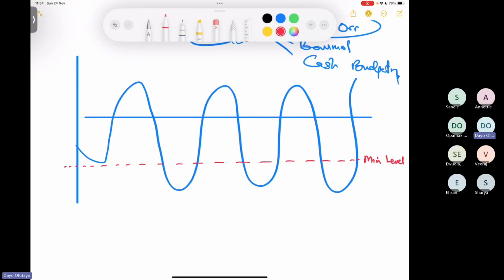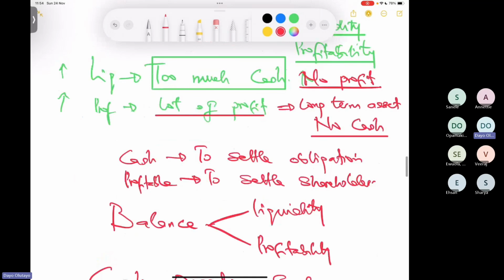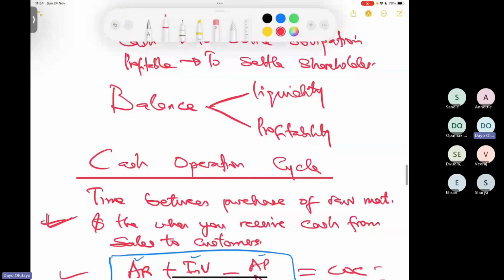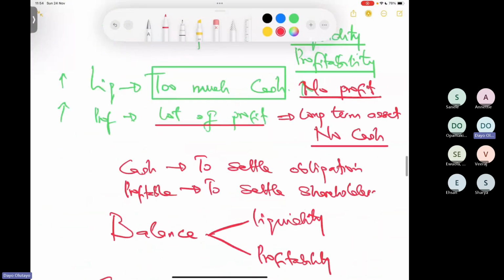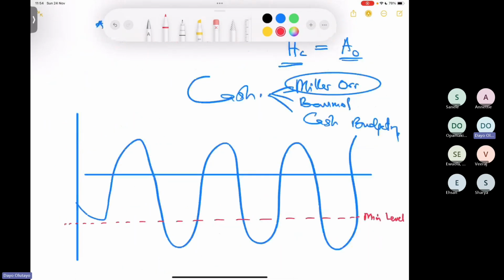Likewise, because you don't want to keep too much cash, remember, if you keep too much cash, what happens to your profitability? Your profitability will be low if you keep too much cash. At the same time, you don't want to have too little and have problems paying your obligations. So you want to create a maximum level as well, because anything more than this level, profitability is impacted. So you must establish your maximum level.